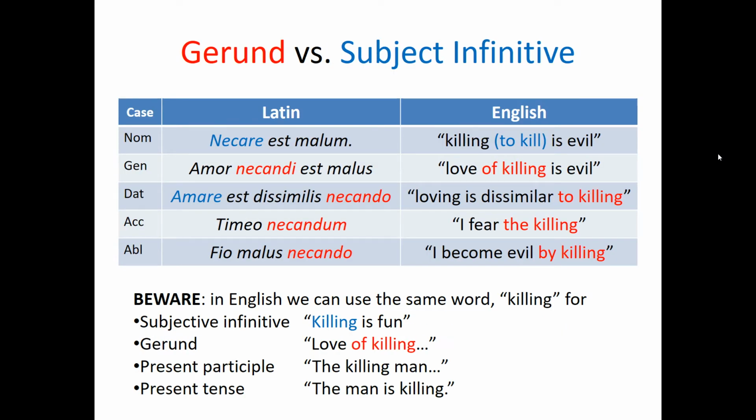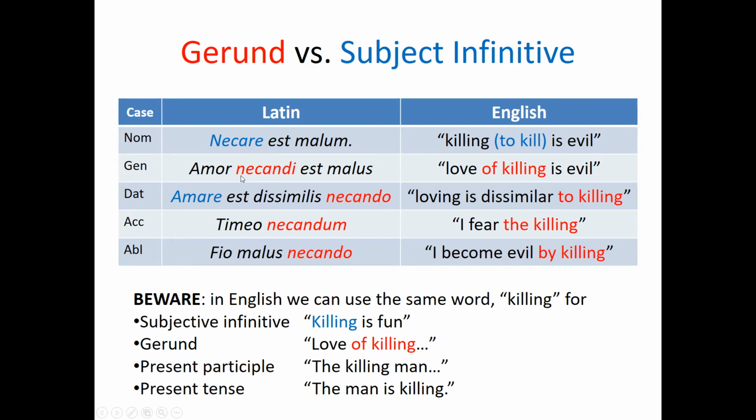So basically, here are some examples of a gerund in action, okay? And also a chance for you to see that you would not use the gerund for a nominative case use. So in the sentence, necare est malum, killing is evil, right? In English, this is a gerund, killing, okay? But in Latin, you would not write that. Instead, you would use a subjective infinitive, saying essentially in English, to kill is evil. So there's the subjective infinitive instead of the gerund.